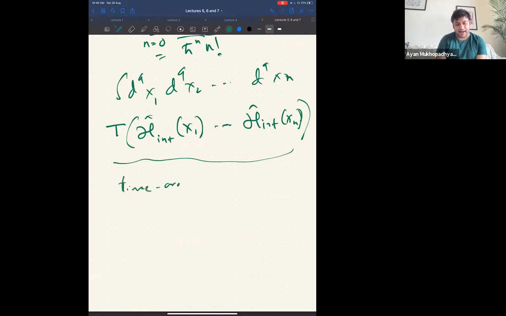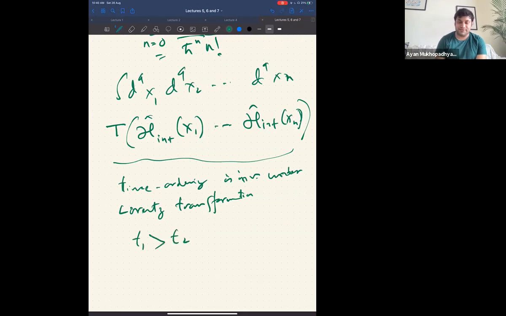Now, the interesting thing about this expression is that if you take the time ordering, the time ordering is invariant under Lorentz transformations. So if T1 is greater than T2, then basically theta of T is Lorentz invariant. If you take any Lorentz transformation, any boost, a boost is not going to change the causal structure. So basically, this time ordering remains the same.